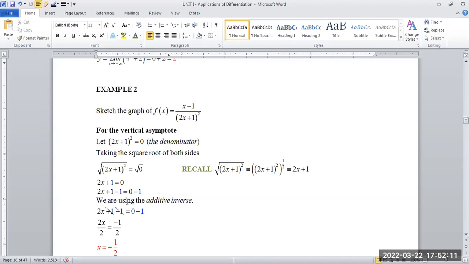Now your horizontal asymptote, how do you evaluate your horizontal asymptote? Hold on a minute, please.